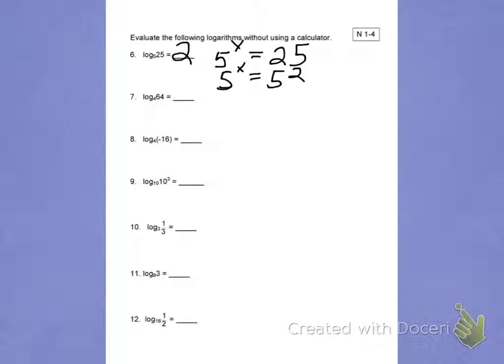Try to get a common base, but we're going to start putting an x there. So we have 4 to the x equals 64. 64 is the same as 4 cubed. So 4 to the x equals 4 cubed. So x is equal to 3. So my answer here will be 3. Okay. Now let's look at the next problem.